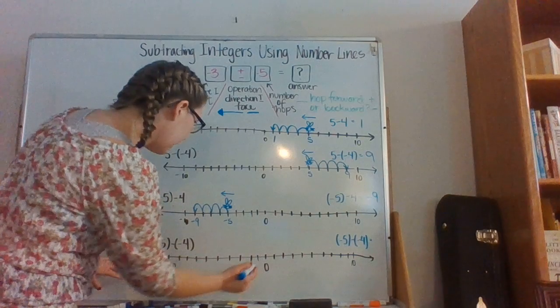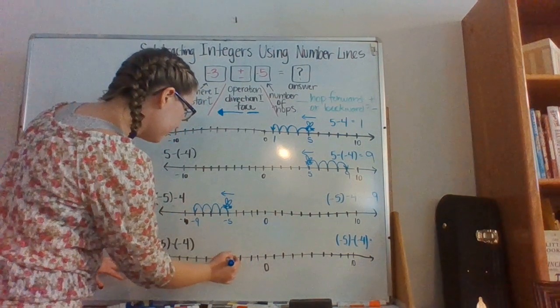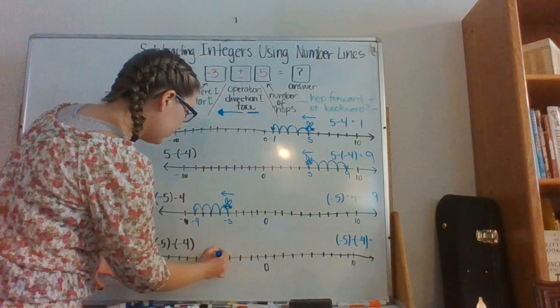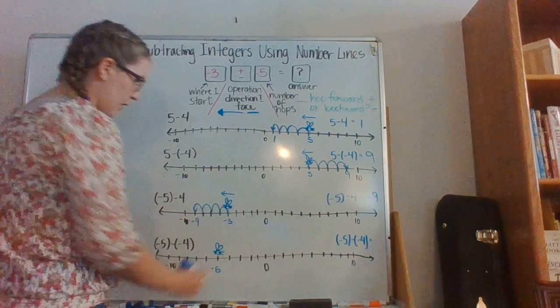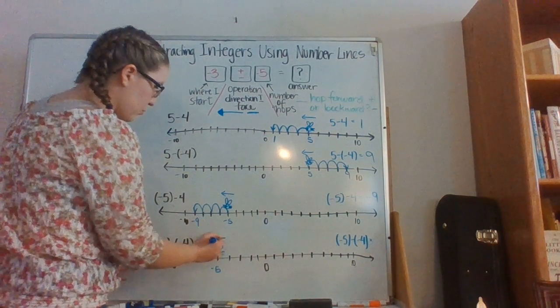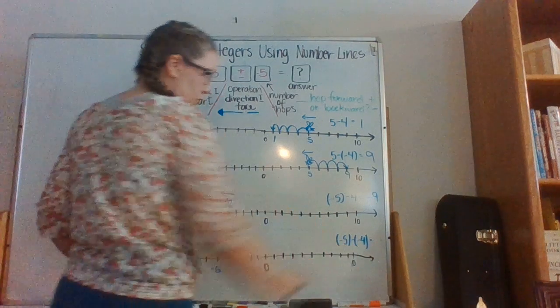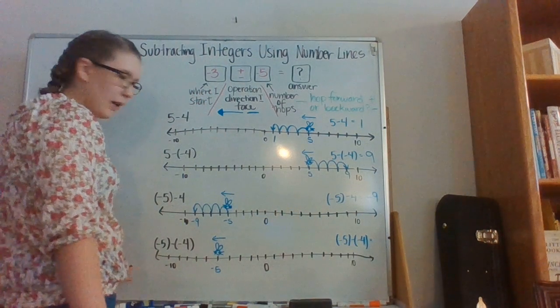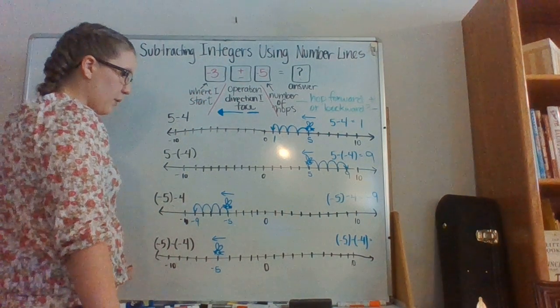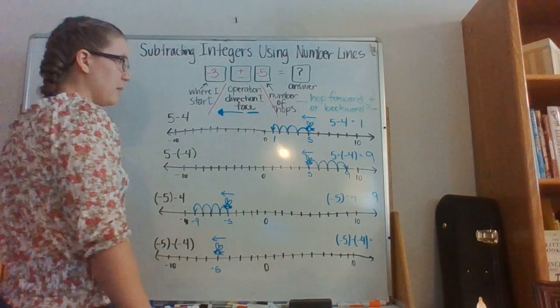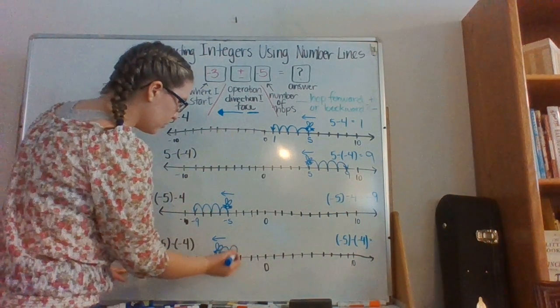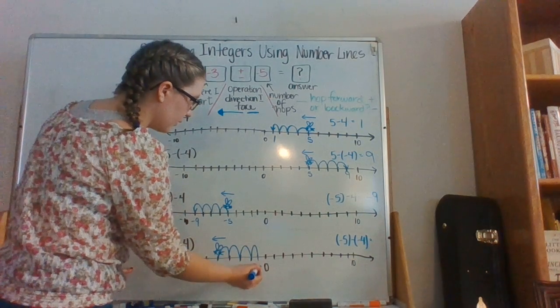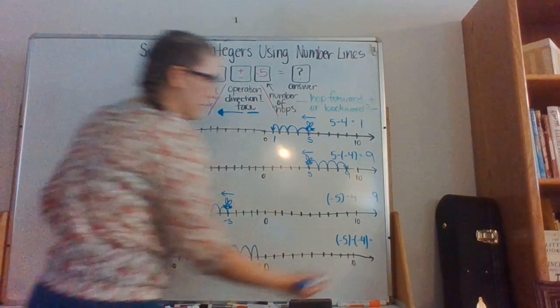Okay, negative 5 minus negative 4. So I'm starting at -5. Here I am with my bunny. And then I'm facing the subtraction direction because this is a subtraction problem. I'm subtracting -4. So a -4 means that I'm going to be hopping backwards 4 spots. 1, 2, 3, 4. And I land at -1.